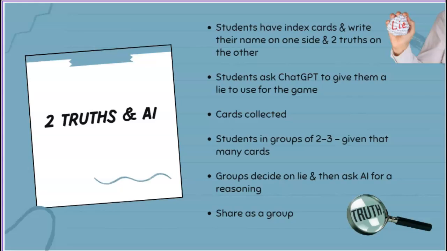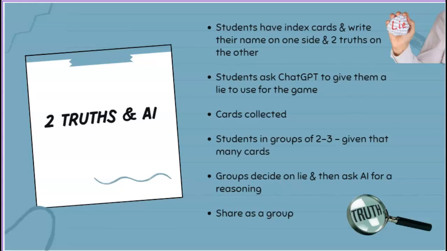Once they were done with that, I collected the cards, and then students put themselves into groups of 2 to 3, and once they were in their groups, I gave them that many cards to take a look at. The people in the group decided together which one they thought was the lie, and then they went back to ChatGPT and asked it, here are the 3 things I've got, which one do you think is a lie? And then they had to ask AI for the reasoning behind why they chose that one.